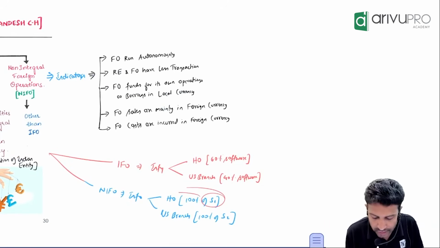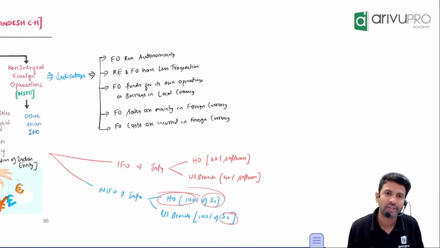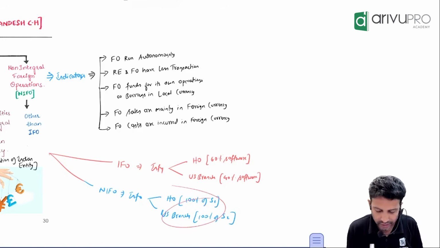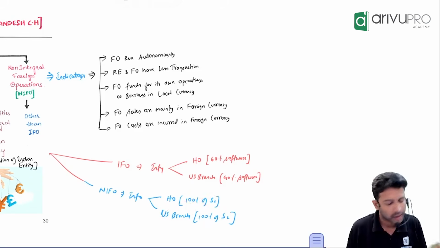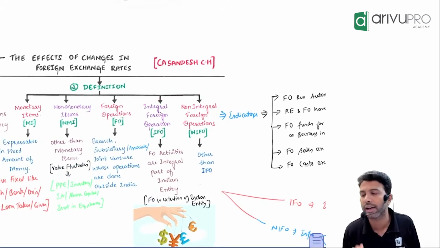100% of software 1 is developed by the Indian office. 100% of another software, called software 2, is developed by the US branch. Now, is there interconnection here or no interconnection? Now the US branch is what, integral or non-integral? In that case, it will become a non-integral foreign operation.